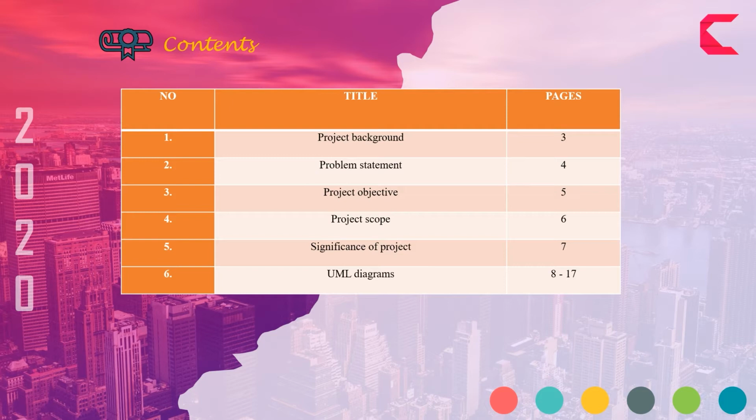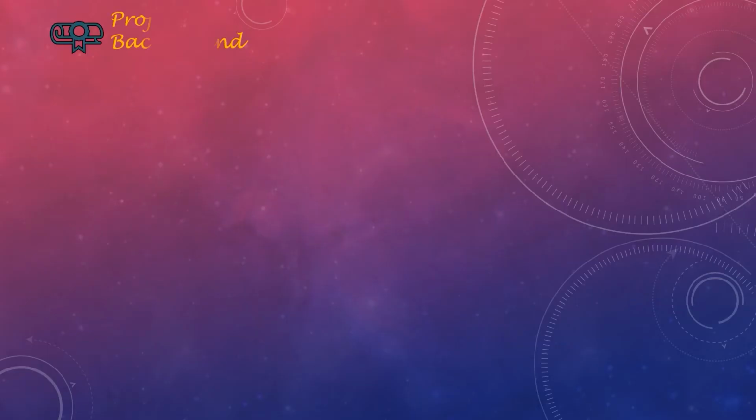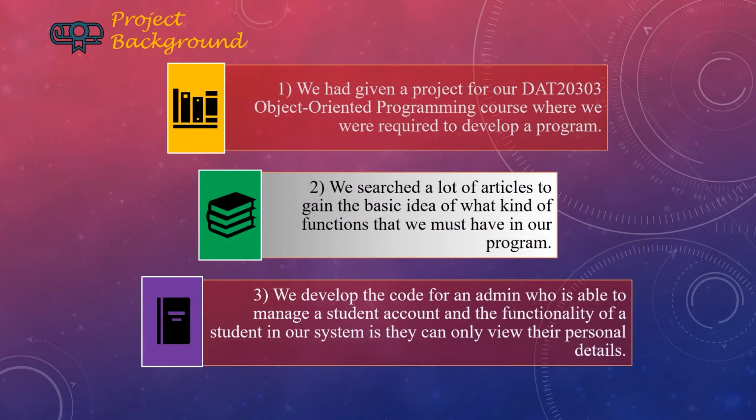So first of all, we will proceed with our project's background. Today I will explain about the project background. We were given a project for our object-oriented programming course where we were required to develop a program. We developed the code for the Student Management System, SMGS, program. Before starting to develop this program, we searched a lot of articles, such as Wikipedia, that provide information about management systems, which was very useful for our system and report.